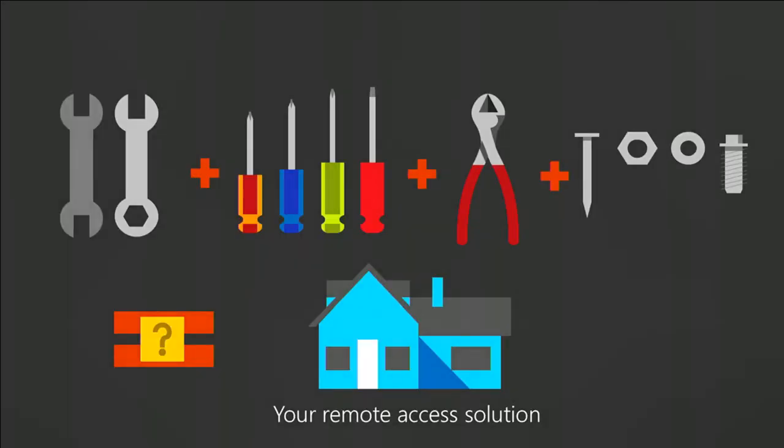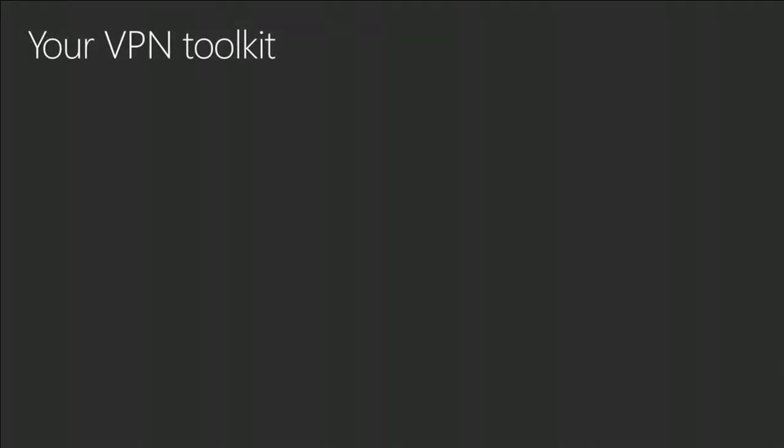So VPN is a lot like that IKEA bed. We give you a lot of tools in the form of configuration options, and we give you the parts to put them together in a full configuration. But we need to give you that instruction set. How do you use those tools? How do you make the remote access solution that your enterprise needs? Because everybody has different goals. So let's talk about your VPN toolkit.